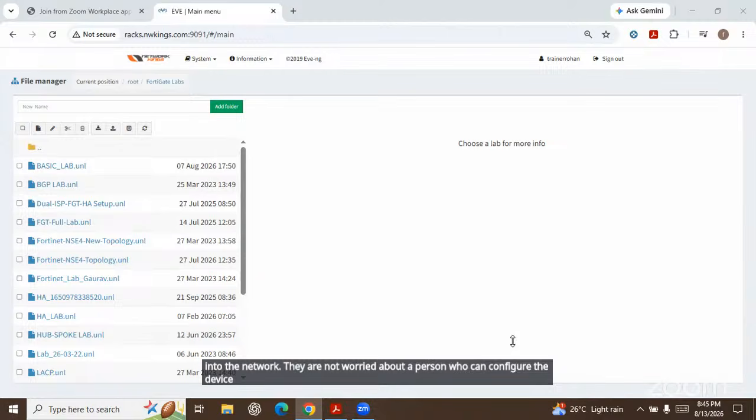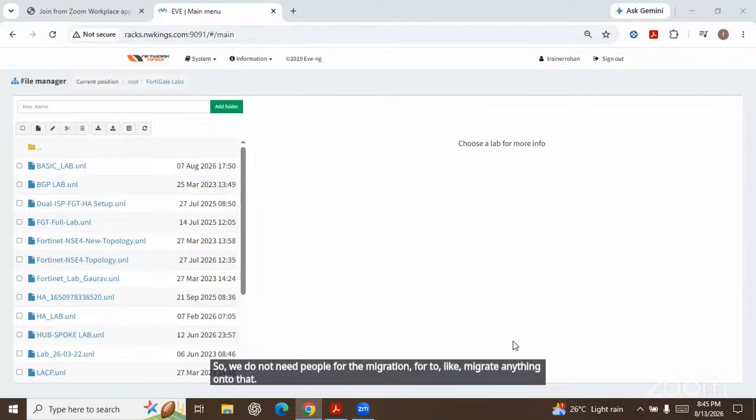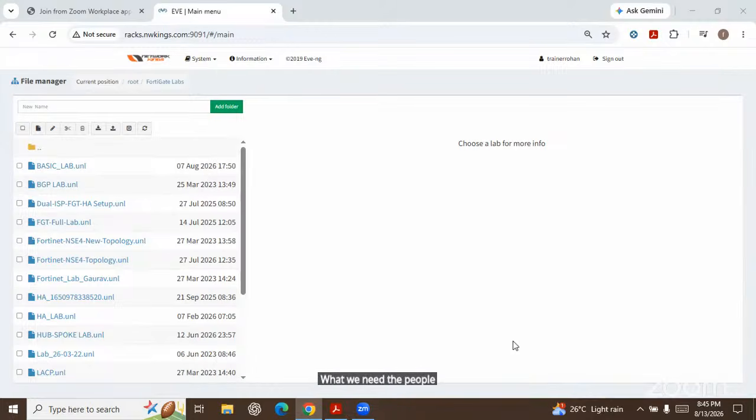In my company, we have AI agents who can migrate the entire customer setup without any error. So we do not need people to migrate anything. You just tell the AI what the setups are, and it will do it. What we need people for is to validate whatever the AI is going to do.